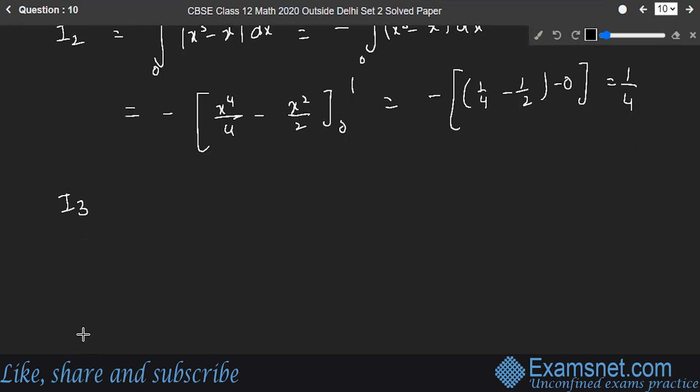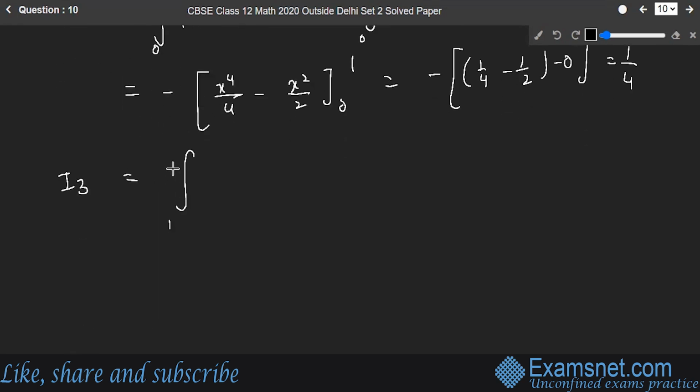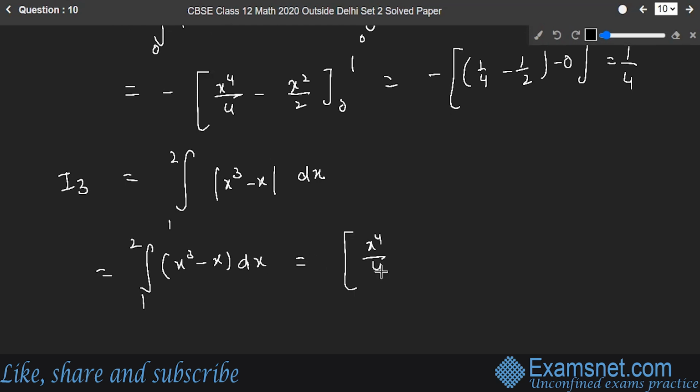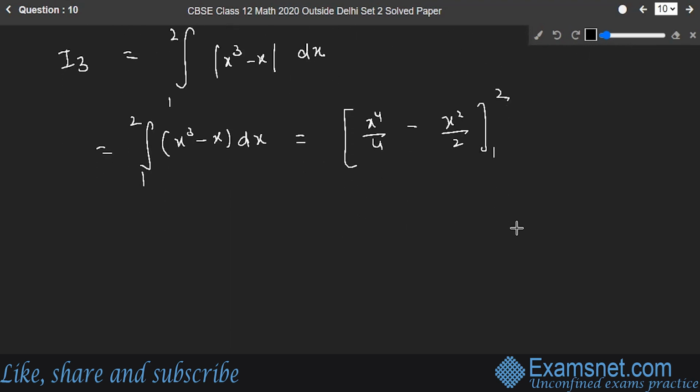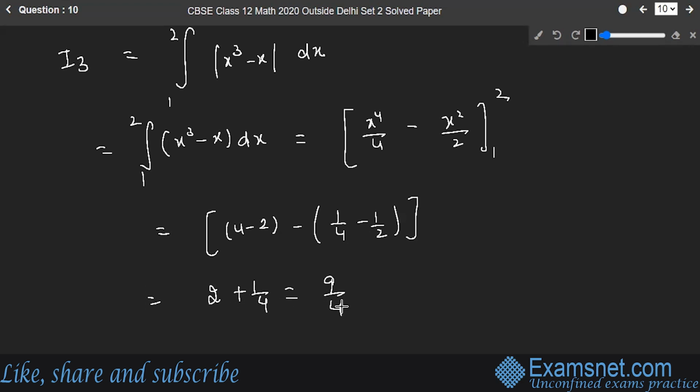Let's solve I3 now. This is equal to the integral from 1 to 2 of x cube minus x dx, which is equal to x raised to power 4 upon 4 minus x squared upon 2, limits 1 to 2. So this is equal to 4 minus 2 minus 1 by 4 minus 1 by 2. This is equal to 2 plus 1 by 4, that is equal to 9 by 4.